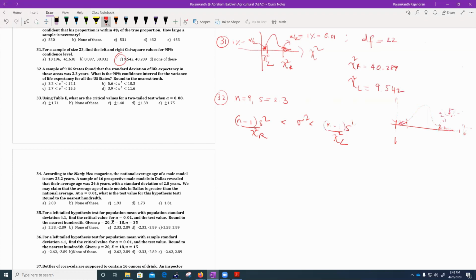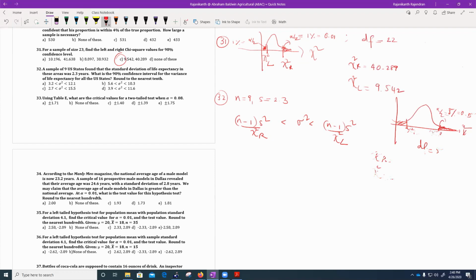So that is 0.05. So the degrees of freedom for this problem is, we have sample size 9, therefore this is 8. So this is my chi-squared right. This is my chi-squared left. And look at the table and find out chi-squared left and right. I explained last time.